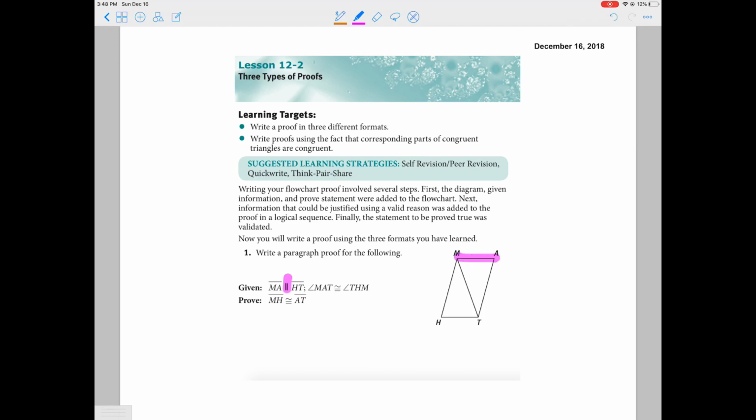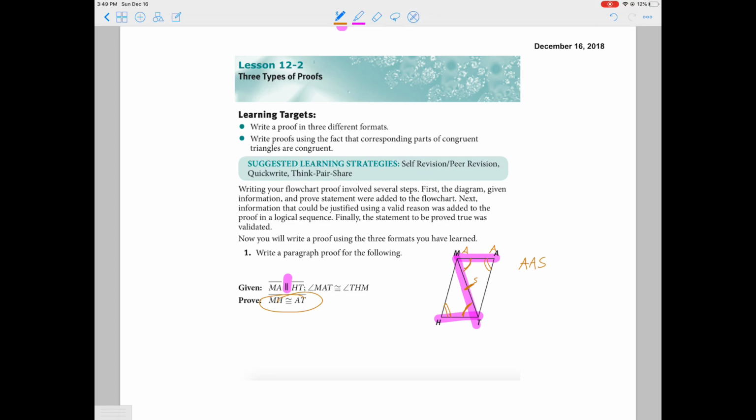So it says MA is parallel to HT, which means we can form the Z like this, which means these two angles are congruent. They also give us that angle MAT is congruent to angle THM, which would be that, and then we should see that there's a side in common. So when we look at this, remember we're doing this before we write the paragraph, we have an angle, then a side, so this would be AAS. And then lastly, it wants us to prove that those two sides are congruent, and whenever we already know that two triangles are congruent, all their parts have to be congruent.